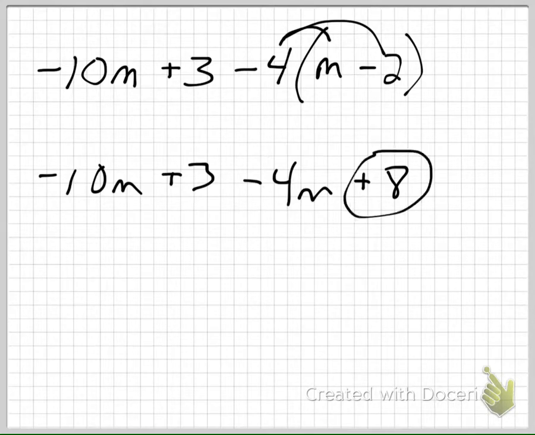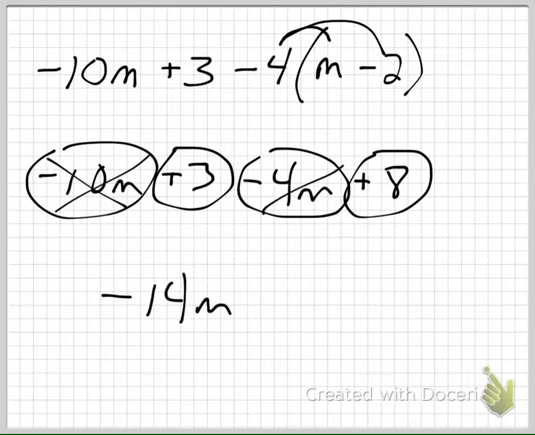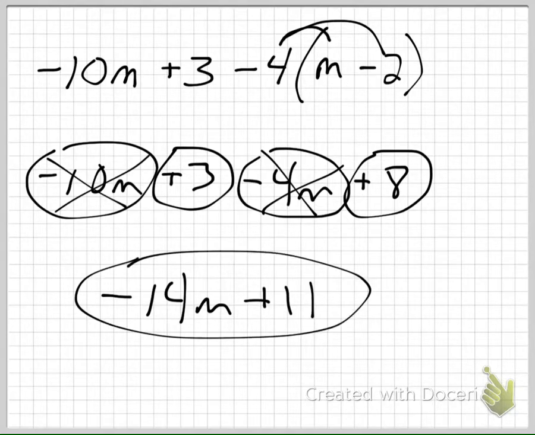Okay, now grab terms. What can I combine? -10m and -4m is? -6. No, it's -14. If I have -10 and I have -4, -14m. And then I have 3 plus 8, plus 11. How many of you got -14m plus 11? That's not enough. We'll do another one. See, these you've got to be able to do.